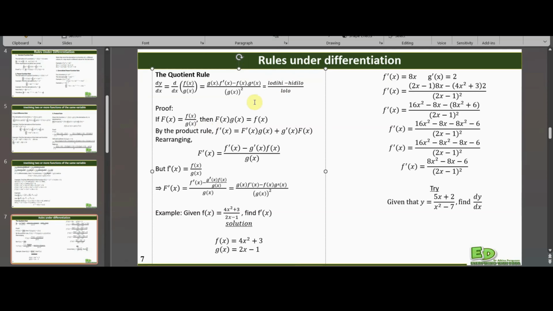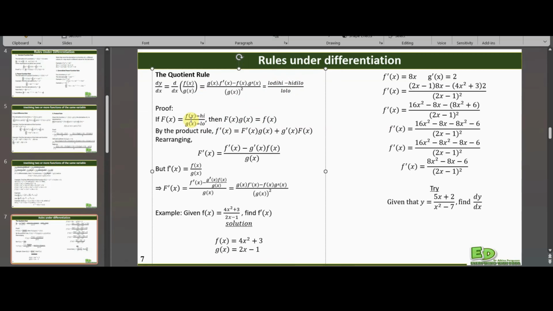So I could say that this over here is my high, okay, and then g of x here will be my low, okay. So let me go over this again. So f of x here is my higher term, g of x is my lower term. So I would say low d high, keep the lower term, which is what? G of x. That's why you have it here. Multiplied by the differential of the higher term.